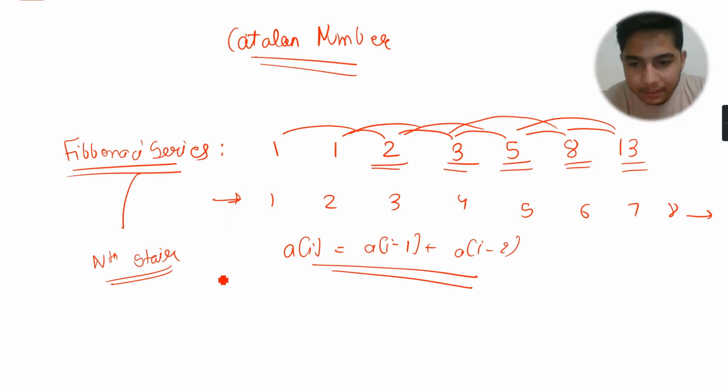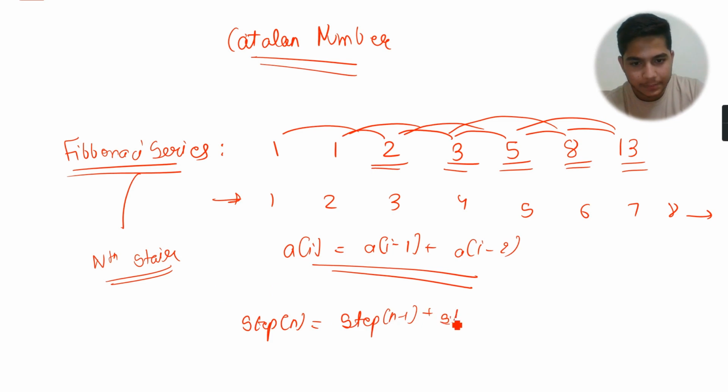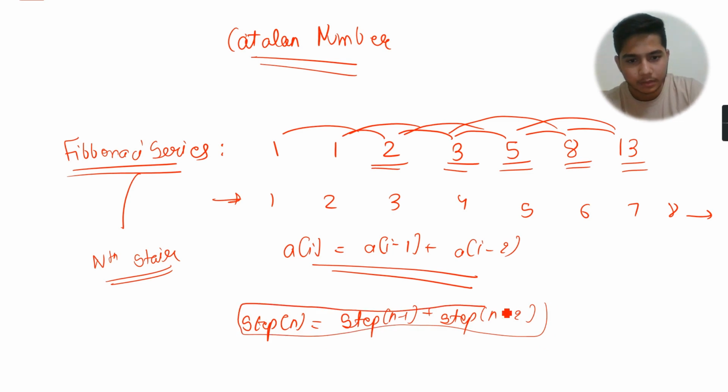So won't the relation be: steps at n will be the sum of steps at n minus 1 plus steps at n minus 2? Won't the relation be this only? So in this way you have to calculate. Isn't this similar to the Fibonacci series? So yes, I basically tried to explain to you that there are a lot of variations.